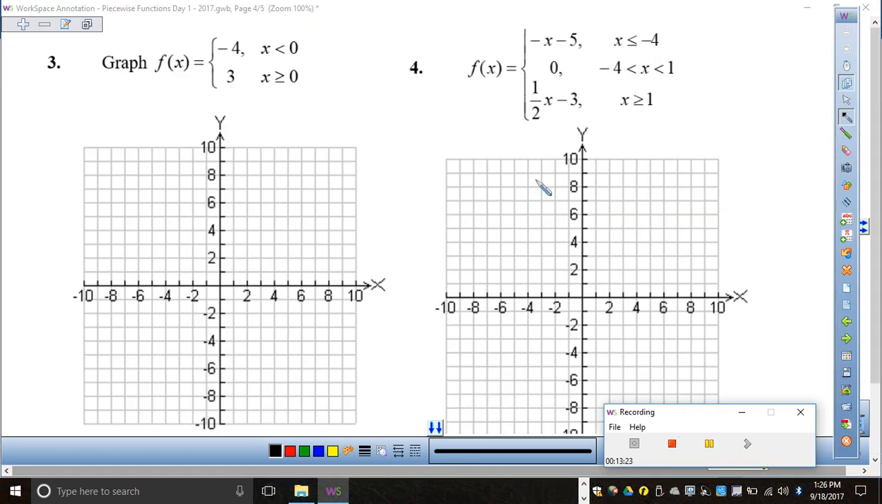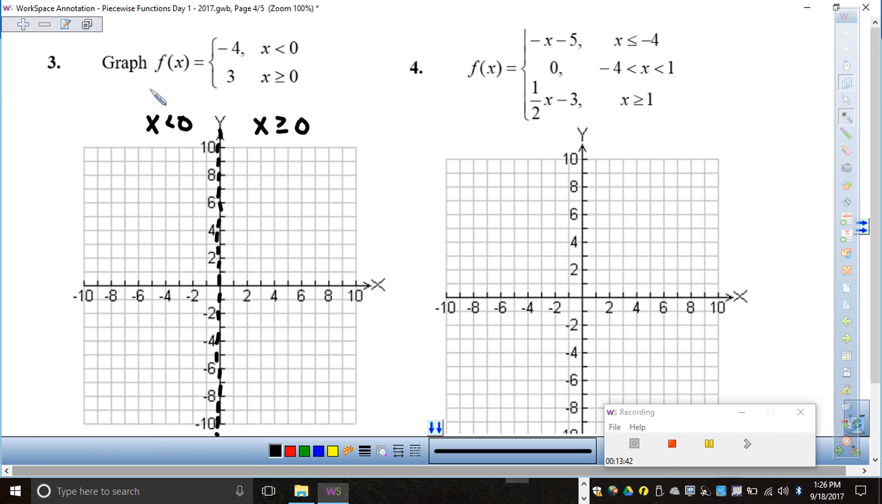Okay, so looking on the back side, in this next problem, our boundary line, again, is going to be x equals 0. So this is similar to the first problem that we did. So we're going to draw our dotted line. Right there on the left side, we have x values less than 0. On the right side, it's x greater than or equal to 0. On the left side, our equation is y equals -4. On the right side, our equation is y equals 3.